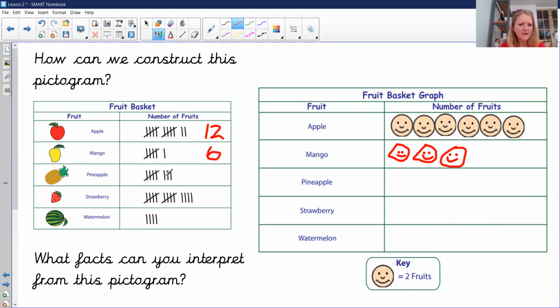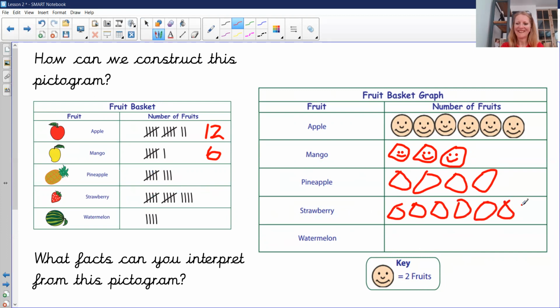Pineapples, we've got 5, 6, 7, 8. So I would need to draw 1, 2, 3, 4 smiley faces. Strawberries, I've got 5, 10, 14. So I would need to draw 1, 2, 3, 4, 5, 6, 7 smiley faces. And watermelons, how many smiley faces would I need to draw here? Yeah, that's right. That would be 2 smiley faces. I know I haven't put on the eyes and the smiles.